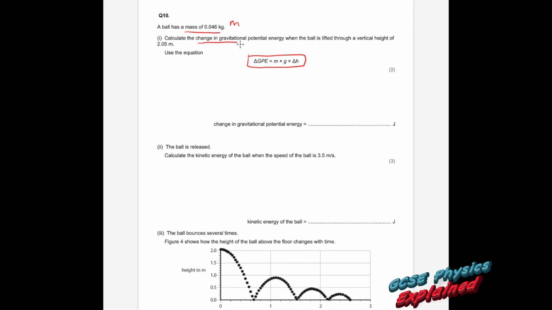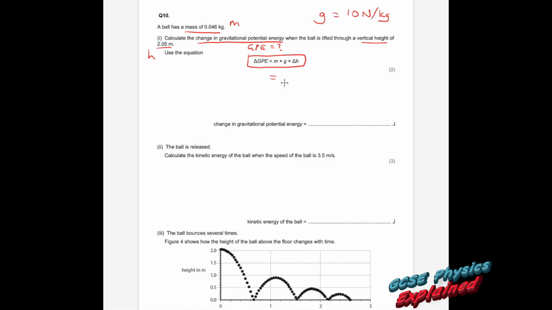Calculate the change in gravitational potential energy, so GPE is question mark. That's our target, that's what we're trying to find. When the ball is lifted through a vertical height of 2.05 metres, so we know the height. Now again, it gave us the equation, but if it didn't, we've got everything we need. We've got gravitational potential energy, mass and height, and you're supposed to know that gravity on Earth is 10 newtons for every kilogram. So if we've got that, and that, it must be this equation here.